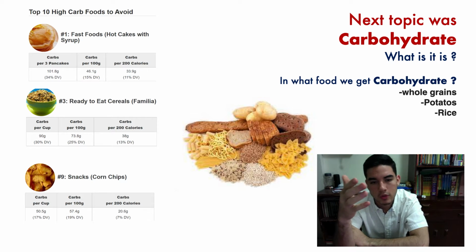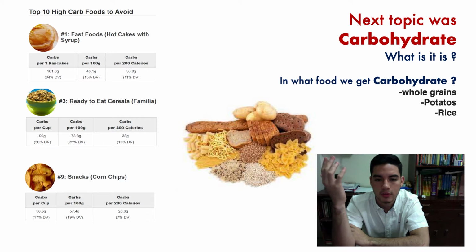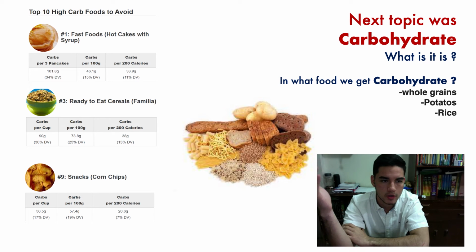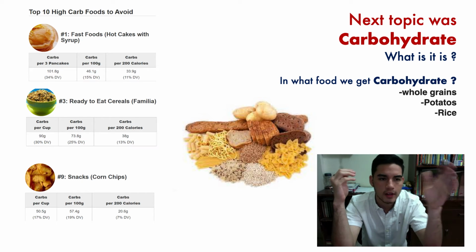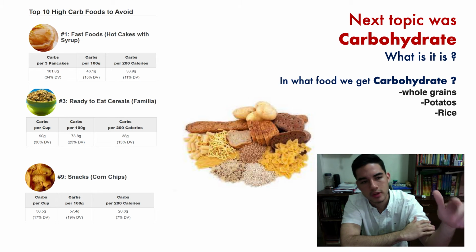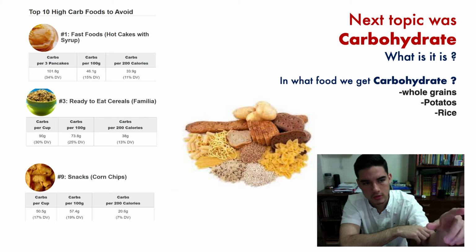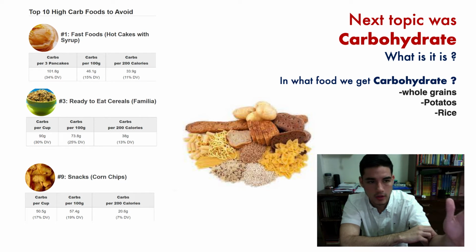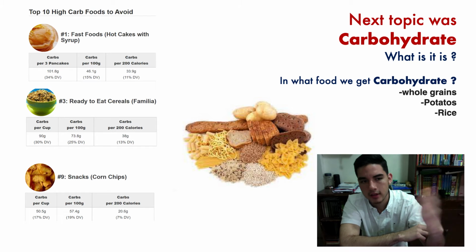For example, in what foods do we get carbohydrates? We can get carbohydrates in whole grains, potatoes, and rice. On the left side, we have three comparisons that we can use to compare the relationship between carbohydrates and calories.